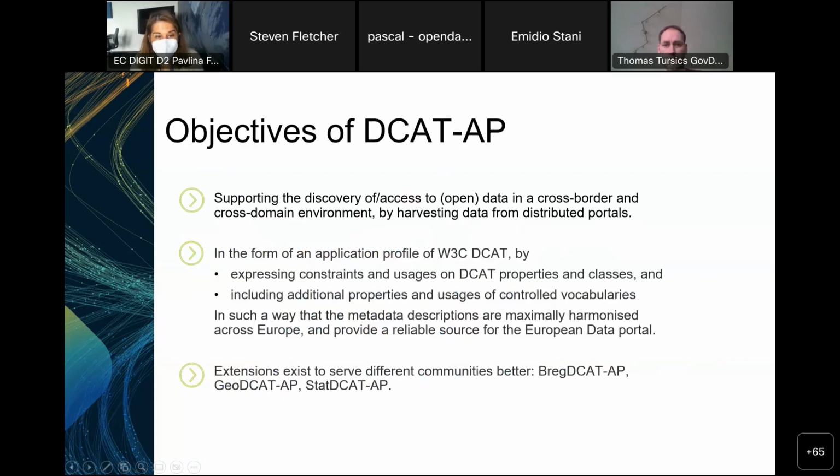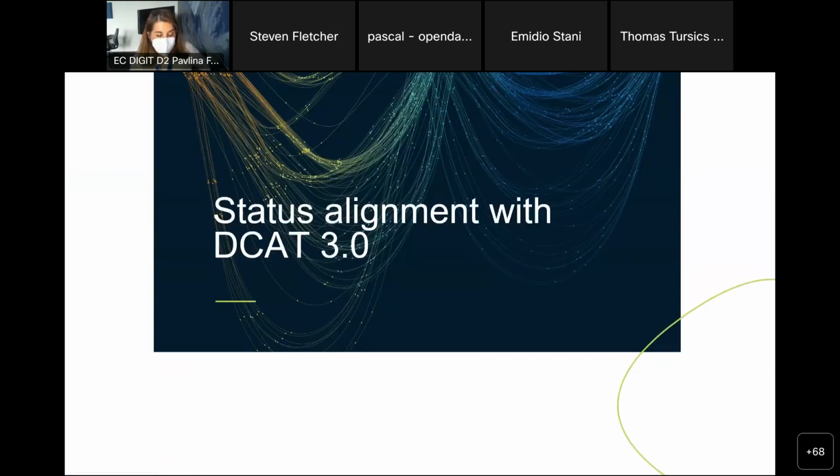You're all aware of the objectives of DCAT-AP, focusing on depicting the metadata for catalogs and datasets in order for them to be easily retrievable. We are all aware of the extensions of DCAT-AP: BregDCAT-AP, GeoDCAT-AP, StatDCAT-AP. In relation to W3C, the difference is to express constraints and usage on DCAT properties and classes, perhaps create new properties, and also add controlled lists.